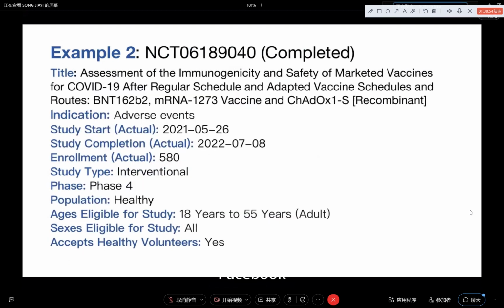So the next example is for a completed phase 4 trial. So it's the title. And for this trial, the indication was adverse events. They wanted to know the long-term effects of the vaccines, the after effects of the vaccine. Enrollment was 580. Study type is interventional, phase 4, in a healthy population. They accept healthy volunteers because this is a vaccine trial. So yeah, those are the examples. And thank you.